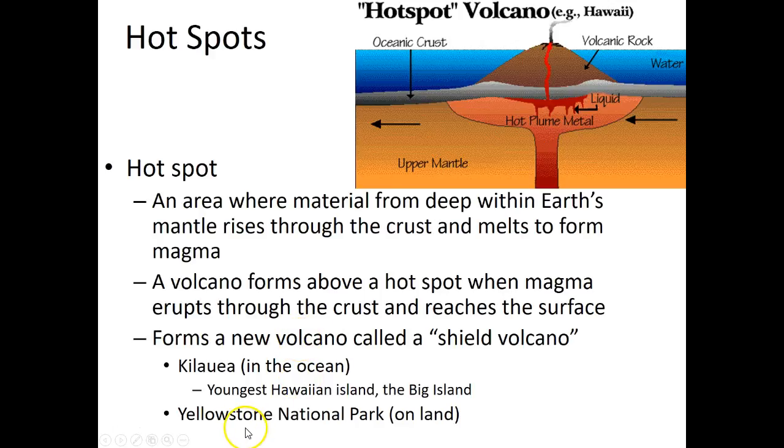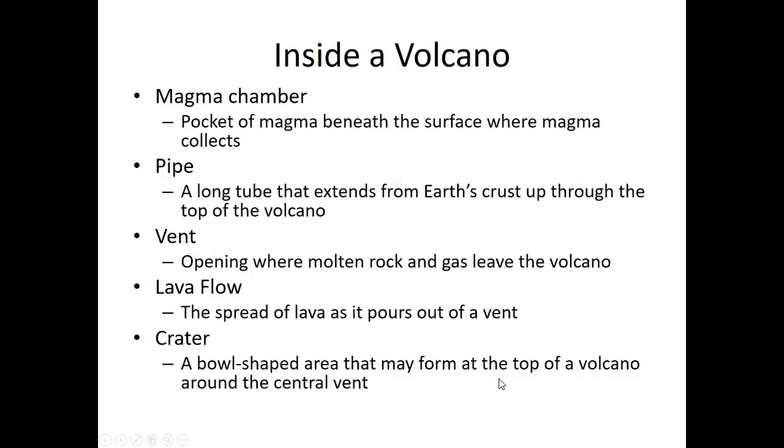Yellowstone National Park actually has a huge volcano right under it, and so we say that is one of those hotspots that are on land. So once again, we can see them both in the ocean and on land. Inside of a volcano, there are many different structures. One of the structures that your book talks about is called a magma chamber.